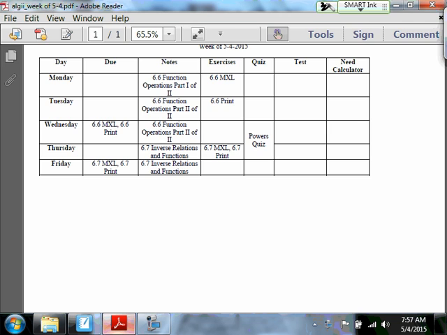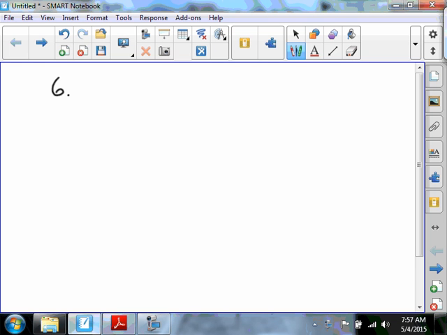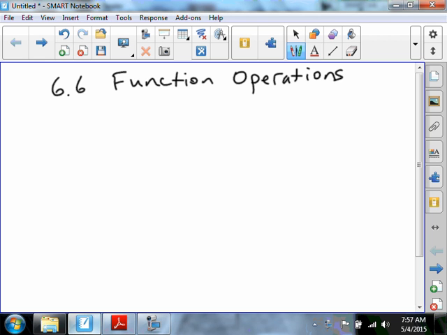In my Algebra 2 class, we're looking at Chapter 6, Section 6. The title is Function Operations. We're actually splitting this up into 2 days. Today we're going to look at 4 operations. Tomorrow we'll be looking at the other part of this section, which is composite functions.